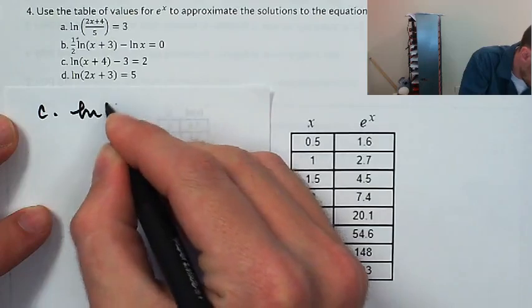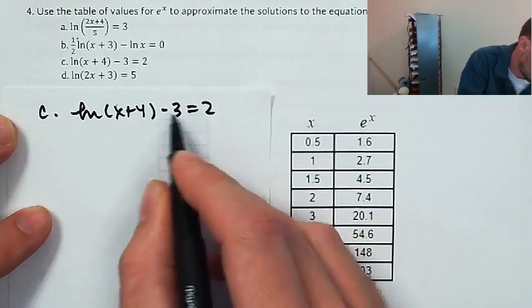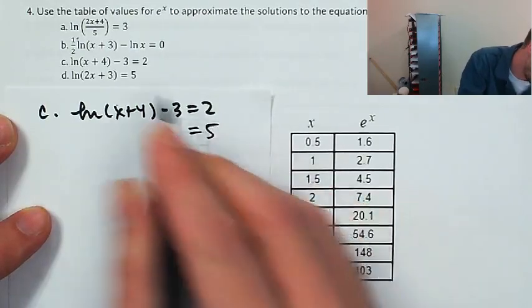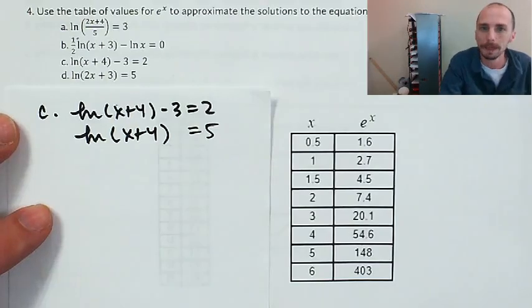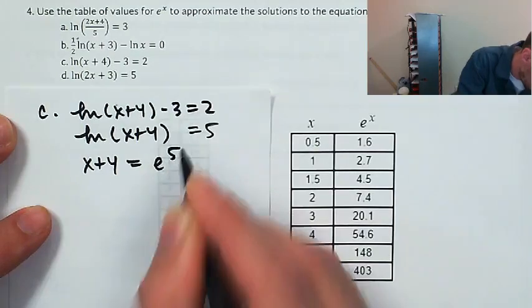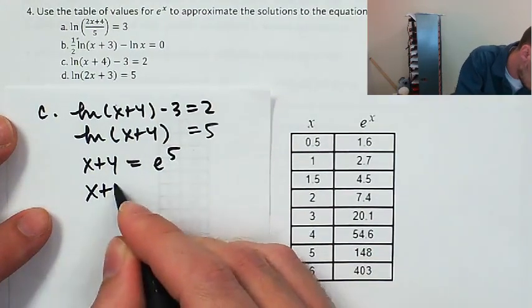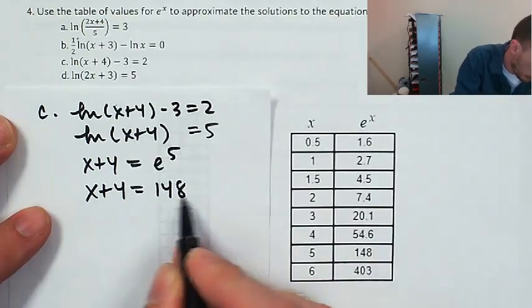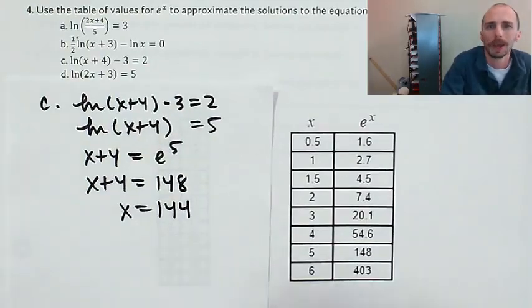Anyway, natural log of x plus 4 minus 3 equals 2. Isolate the log by adding 3 to both sides. Natural log of x plus 4 is going to equal 5. I'm going to take e to both sides' power, so that'll give me x plus 4 equals e to the 5. E to the 5, I looked that up from the table, and that's 148. Subtract 4, and I get x is 144. That was more like it.